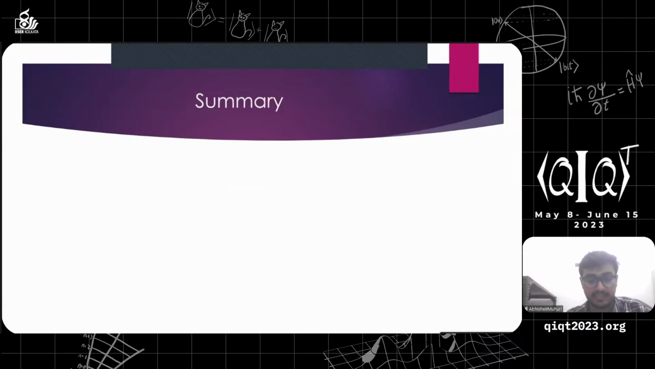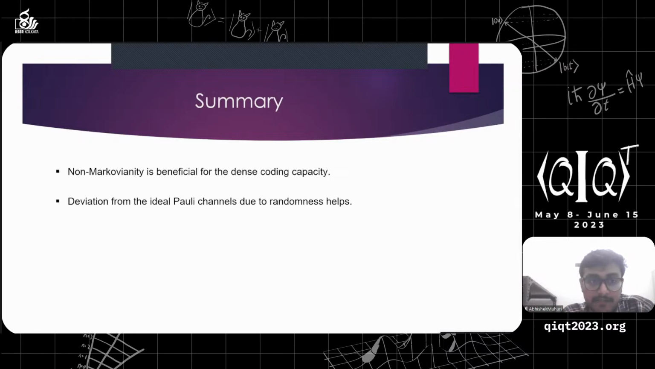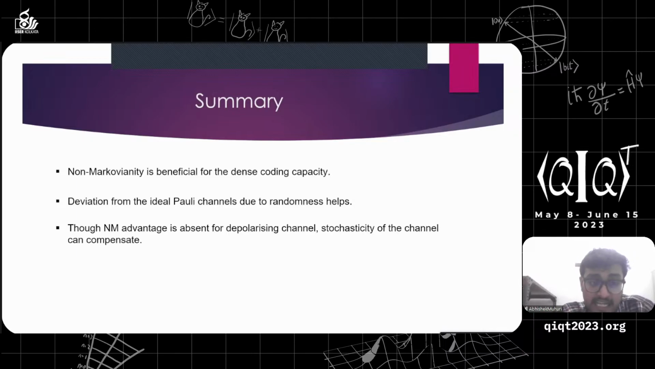So with this, we finally reach the conclusion of the talk. The results can be summarized in precisely these three points: the non-Markovianity is beneficial for the dense coding capacity, and the deviation from the ideal Pauli channels due to the randomness is also beneficial for the dense coding capacity. And though this non-Markovian advantage is absent for the depolarizing channel, stochasticity of the channel can actually compensate and give a significant amount of quantum advantage. So that is all. Thank you.